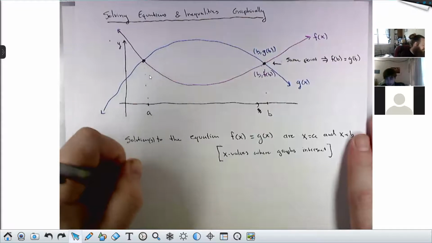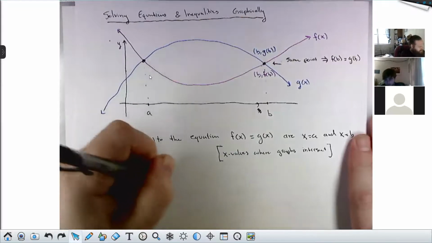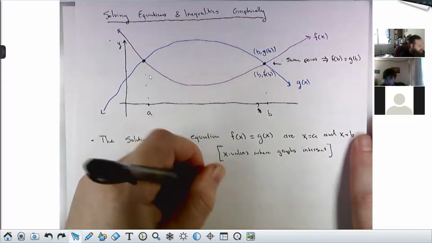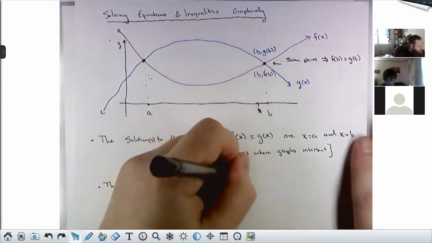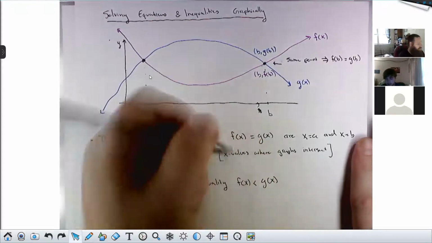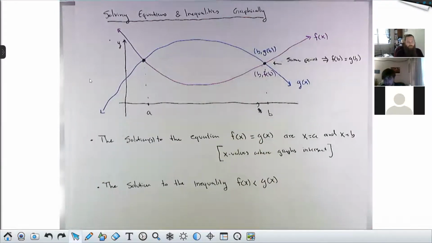The solution to the inequality, say f of x is less than g of x, this is going to be all the x values where f has a smaller output than g. And remember the outputs, those are the y values on the graph. So this is going to be all the x values where the purple graph is underneath the blue graph.